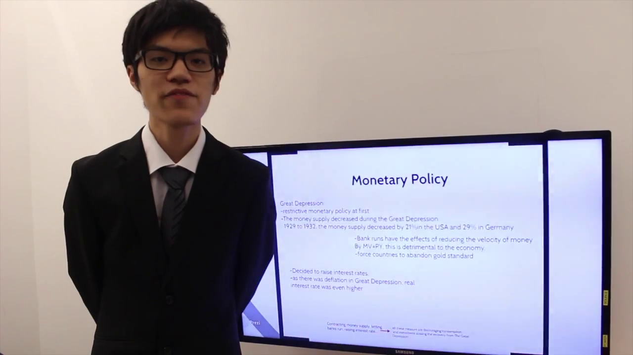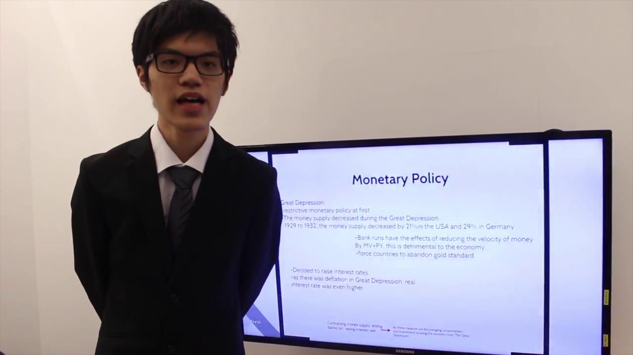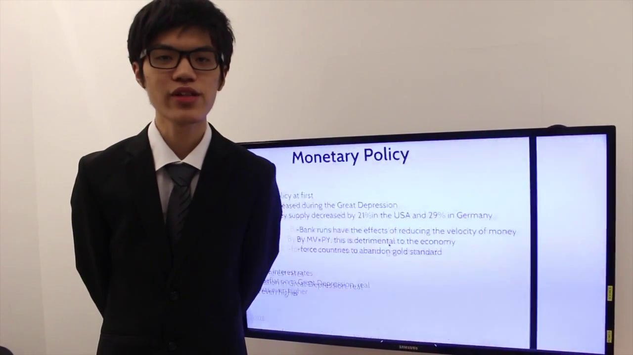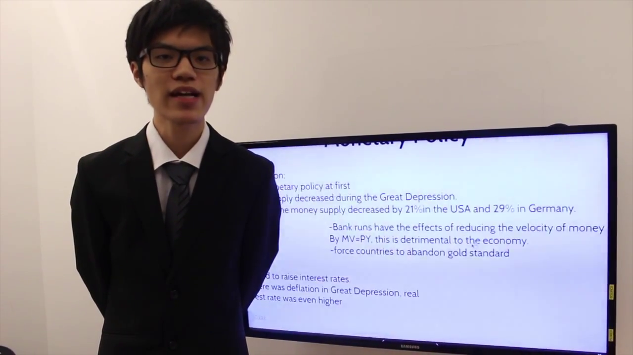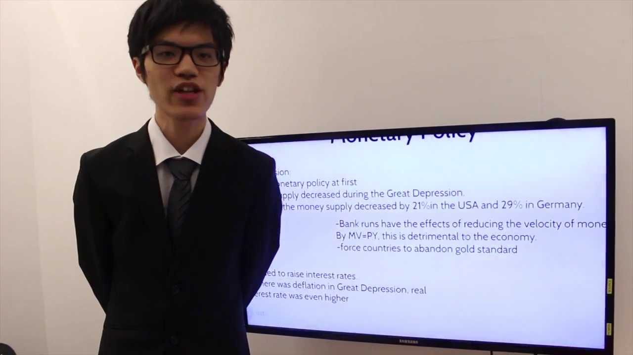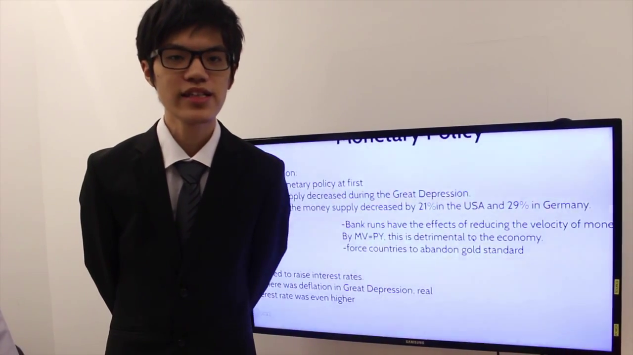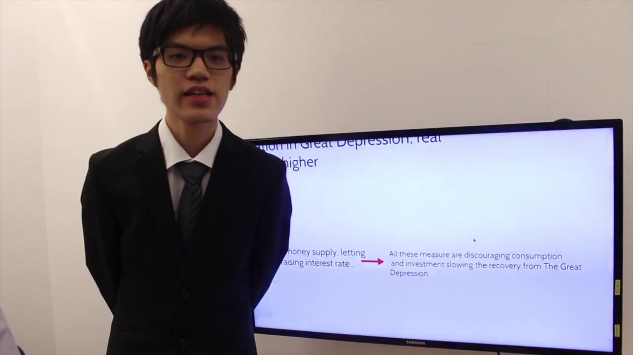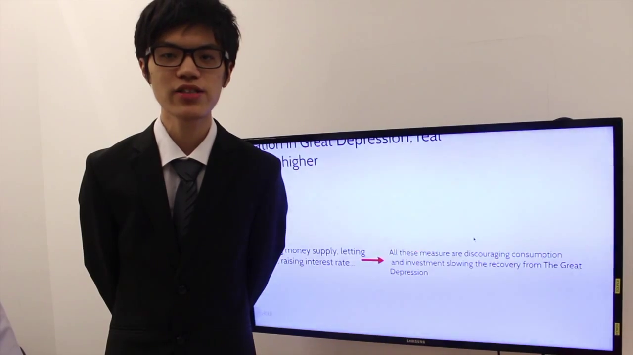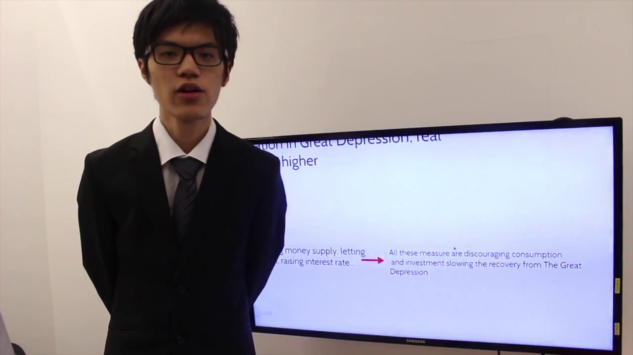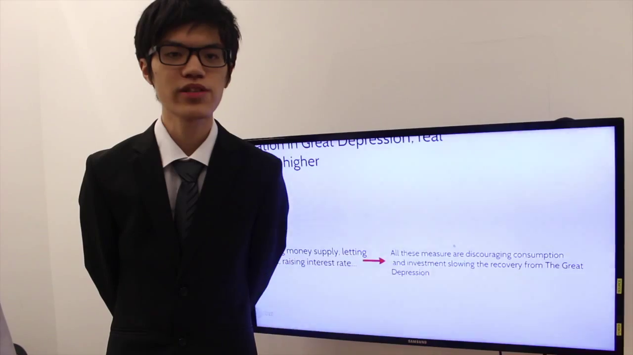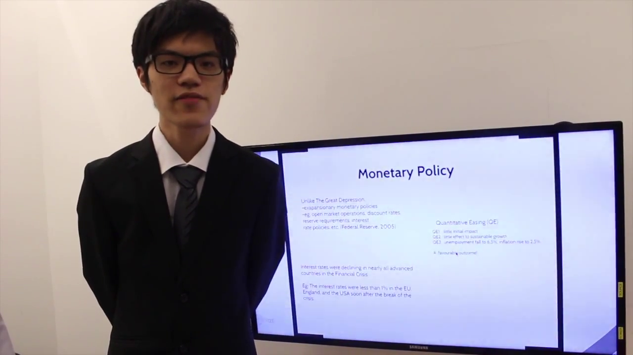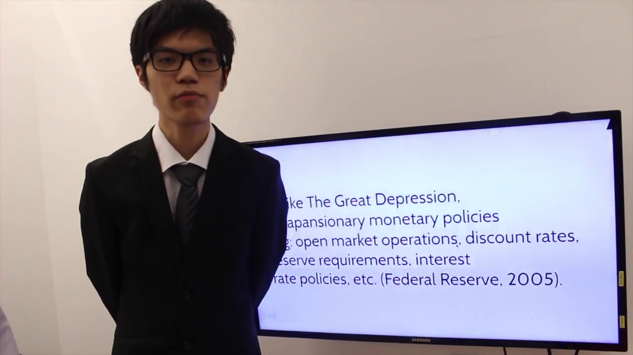In the first 5 years of the Great Depression, many of the affected governments pursued restrictive monetary policy. The money supply decreased during the Great Depression, and the bank runs had the effect of reducing the velocity of money. The decrease in money supply increased the nominal interest rate and discount rate, and there was deflation in the Great Depression. The real interest rate was even higher, which in turn reduced overall consumption and investment, and lowered GDP. Different from the Great Depression, the affected governments undertook expansionary monetary policy.